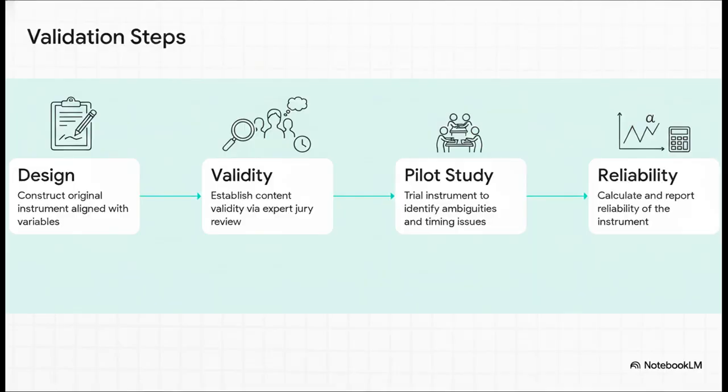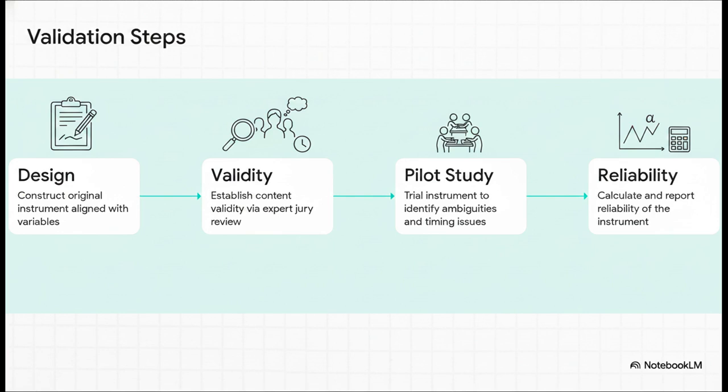Let's move on and see how this builds directly into Domain 4, instrument validation. You can't just write up a quick quiz and hand it out to your participants. It's a structured, chronological process. You design the original instrument, sure. Then you send it to an expert jury to establish content validity. After that, you conduct a pilot study to catch any confusing wording or ambiguities.